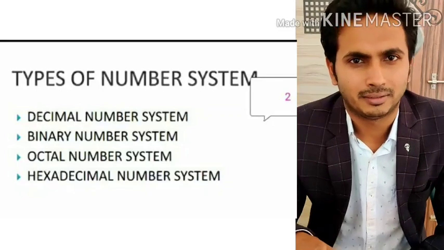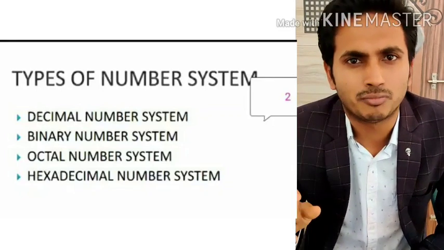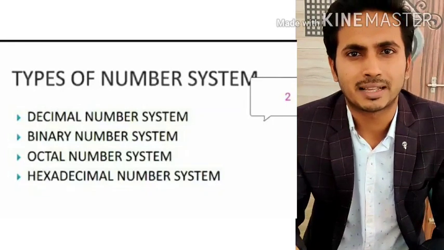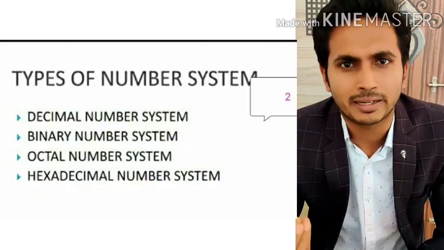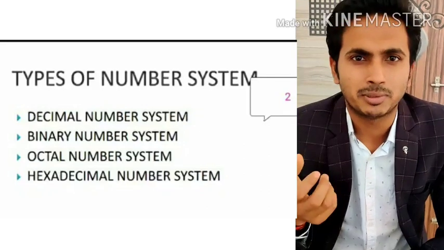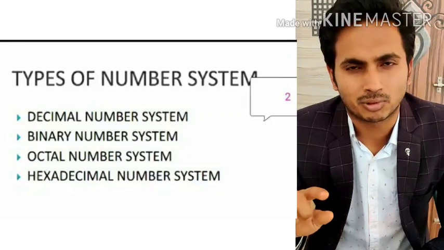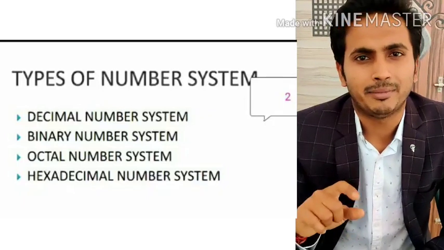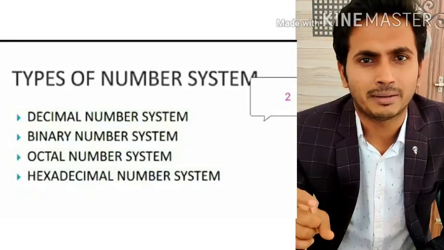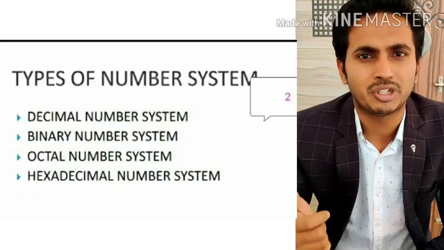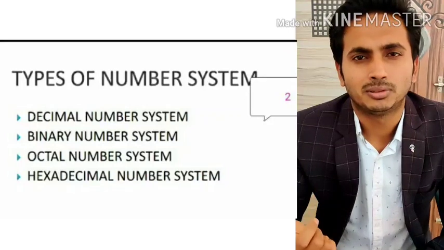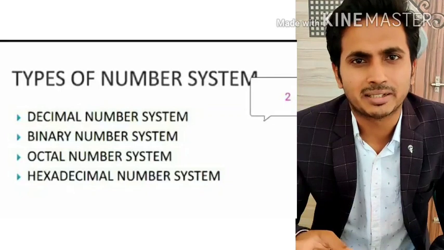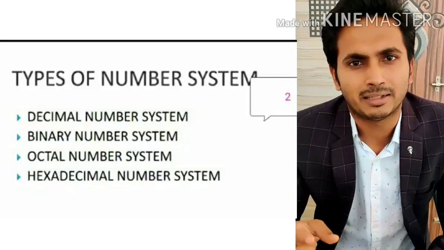Then we have decimal. We use the digits from 0 to 9, that is 0, 1, 2, 3, 4, 5, 6, 7, 8, 9. If you count from 0 to 9, they make 10. So we use 10 digits, and that is the decimal number system. This 10 we put as the subscript, or the base. Then we have octal, where we have the numbers from 0 to 7, that is 0, 1, 2, 3, 4, 5, 6, 7. Any combination of these digits makes an octal number, and the base will be 8.